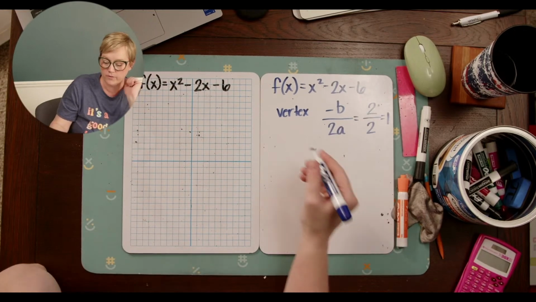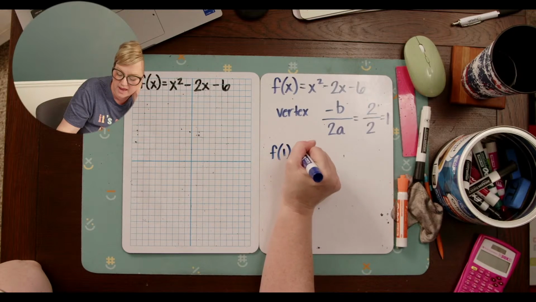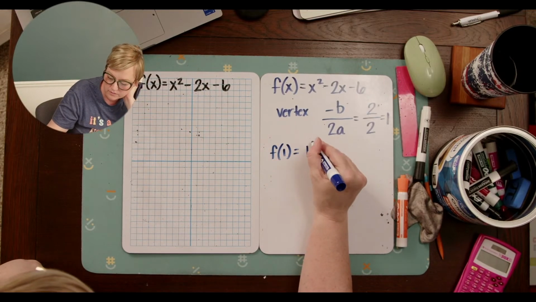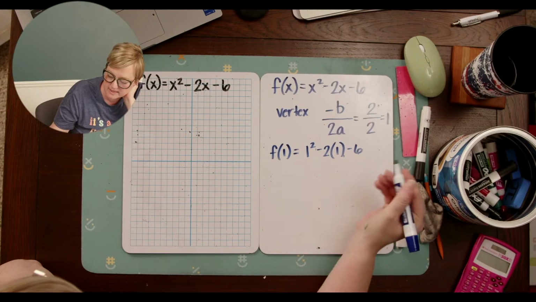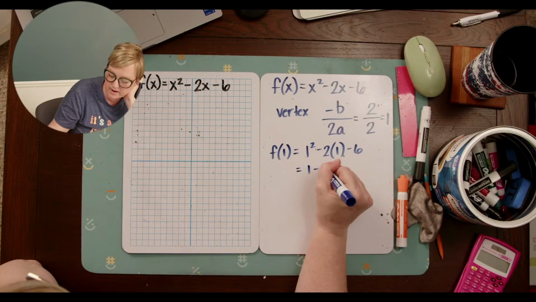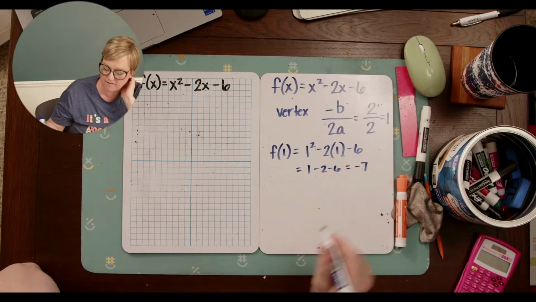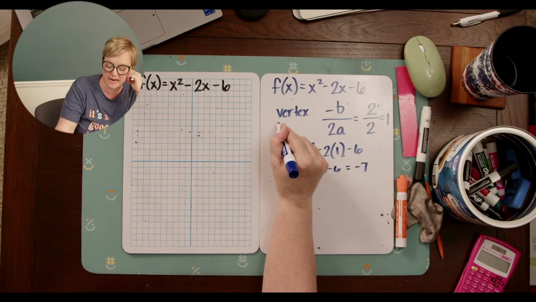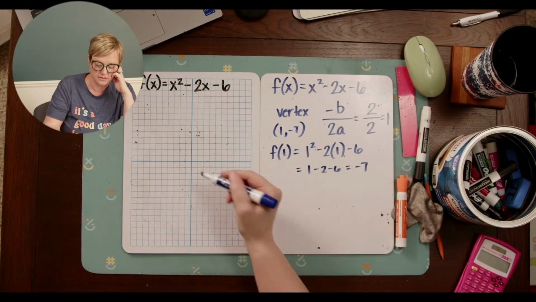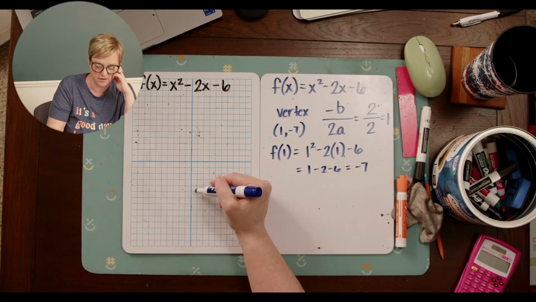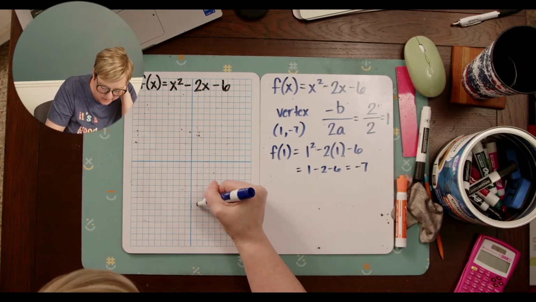Now to find the other coordinate of our vertex, we plug in the 1 for the x. So we find f of 1, which is 1 squared minus 2 times 1 minus 6. So this is 1 minus 2 minus 6, which is negative 7. So our vertex is at the point 1, negative 7. Okay, so we go to 1 and then negative 7. Sorry, I lost my count. 2, 4, 6, 7, right here.